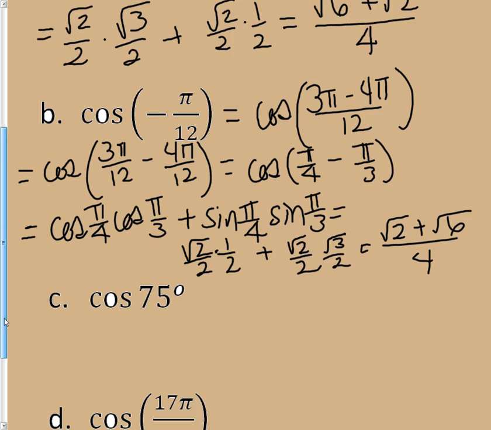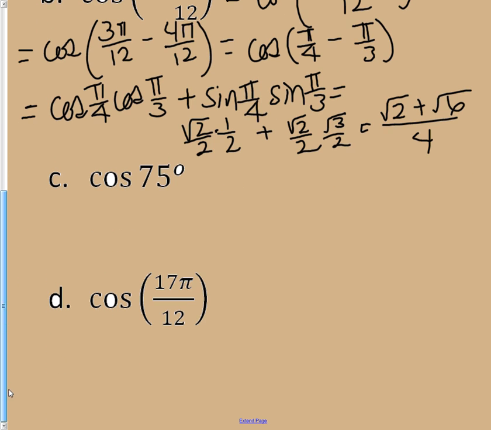And I'm going to let you do the cosine of 75 degrees and the cosine of 17 pi over 12. Now when you're doing the cosine of 17 pi over 12, make sure that when you break apart 17 that it will have reductions down so that the denominator, just like the one up above, is going to be a 4, a 3, a 6, or a 2. So I'm going to give you the answers and let you work on that. If you have questions, we'll go over it in class.